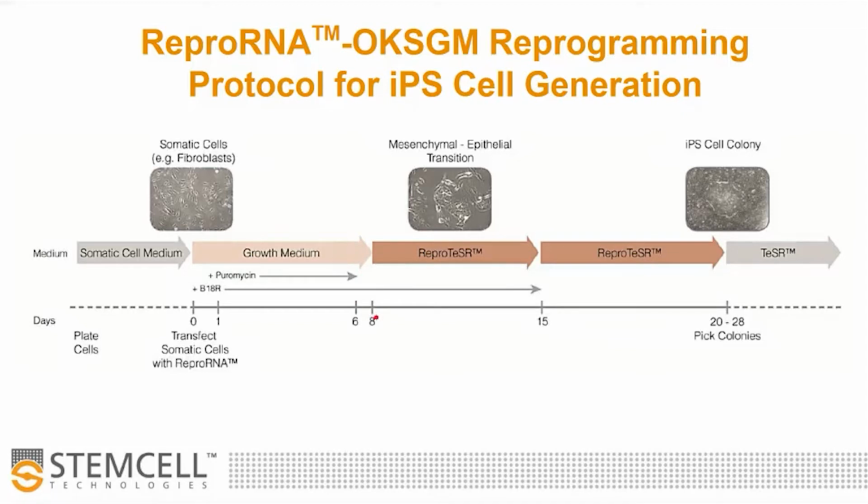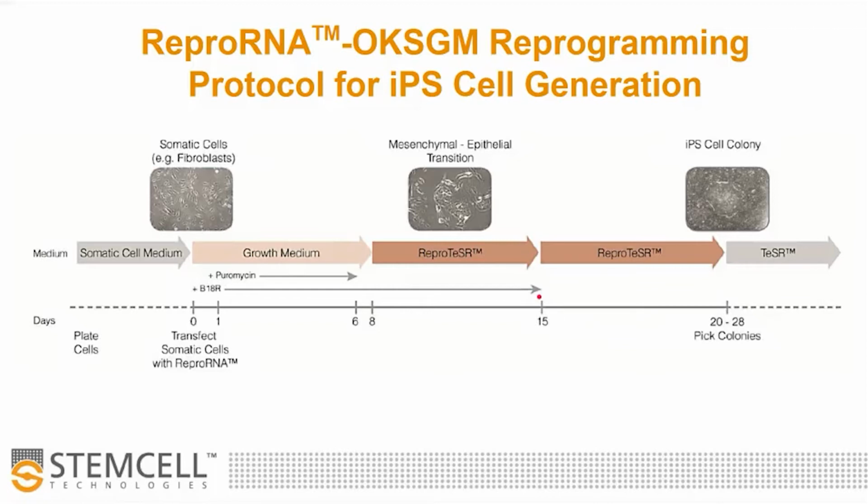Then you would switch out into ReproTeSR, the reprogramming medium. No longer is puromycin needed. You have hopefully killed off all of the non-transfected fibroblasts using puromycin. However, B18R remains in the medium, and you do daily medium changes with ReproTeSR every day until day 15.